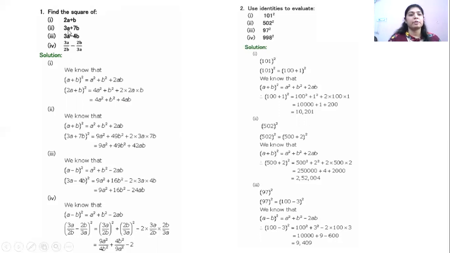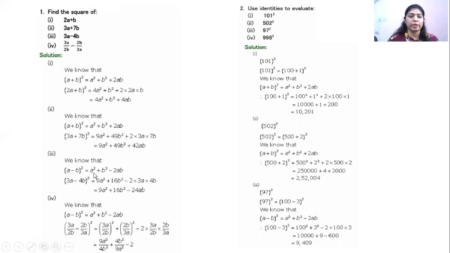And for the second part of this first question, 3a plus 7b. Consider 3a as one quantity and 7b as another. So we have the formula (a plus b) whole square, and we all know this is equal to a square plus b square plus 2ab. Apply the values and we'll get 9a square plus 49b square plus 2 into 3 into 7. 2 into 3 is 6, 6 into 7, 42ab. Next, 3a minus 4b. This one is one quantity, this one is another, (a minus b) whole square.